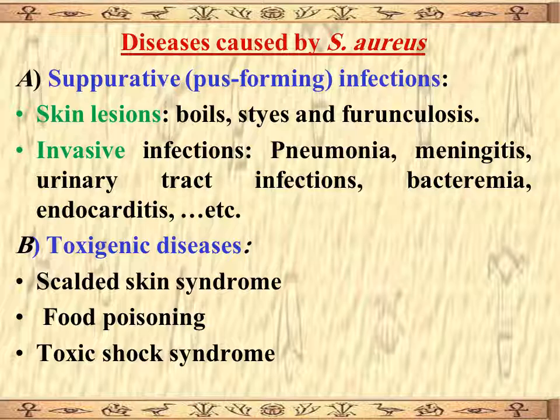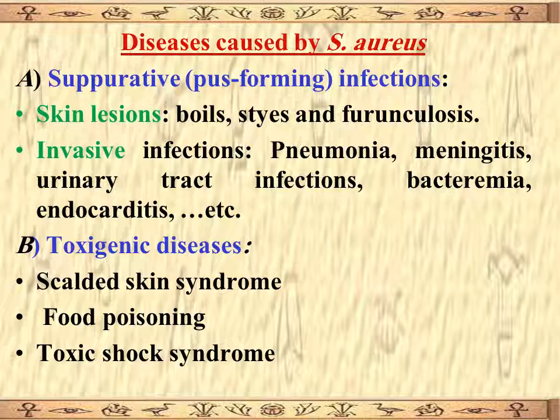Sometimes it causes invasive infection affecting deep organs inside the body. If it affects the lung, it produces pneumonia; the CNS, meningitis; the urinary tract, it produces urinary tract infection like nephritis or glomerulonephritis or urethritis or urinary bladder infection. It can be present in the blood to cause bacteremia or septicemia, and it can produce endocarditis.